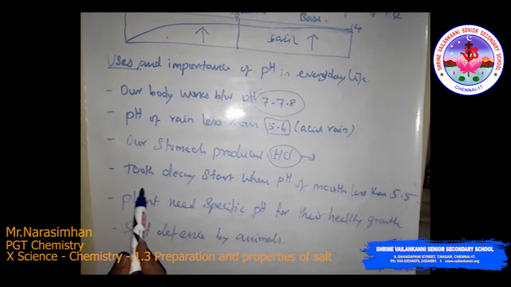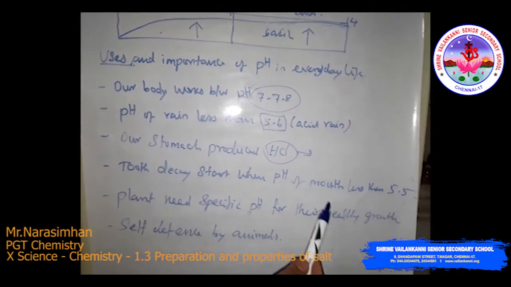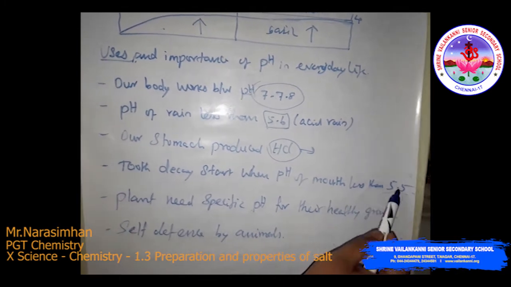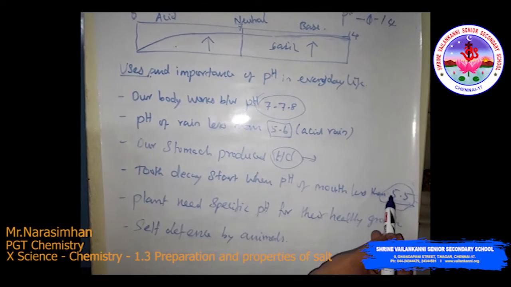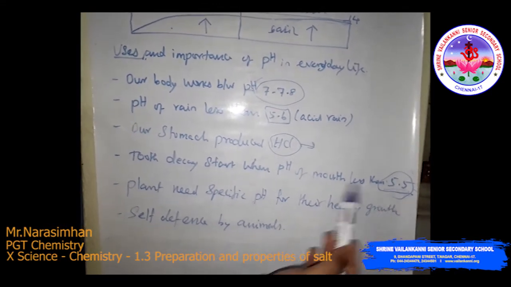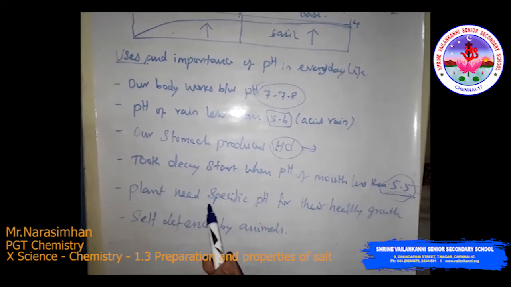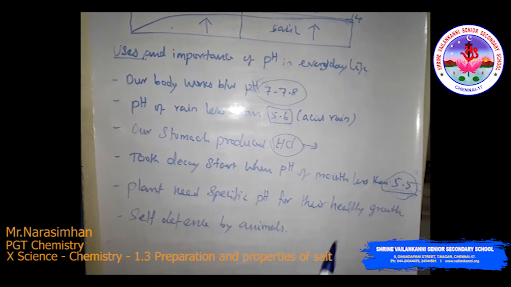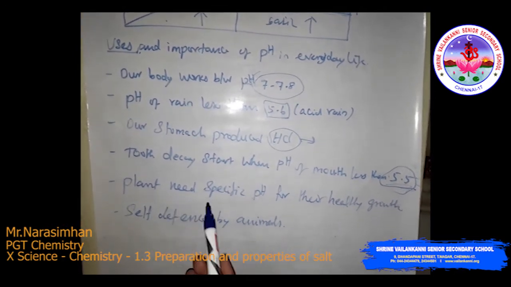Then tooth decay. Tooth decay starts when the pH of the mouth is less than 5.5. That is the cavity production, so the tooth is affected. Then plants need a specific pH for their healthy growth.